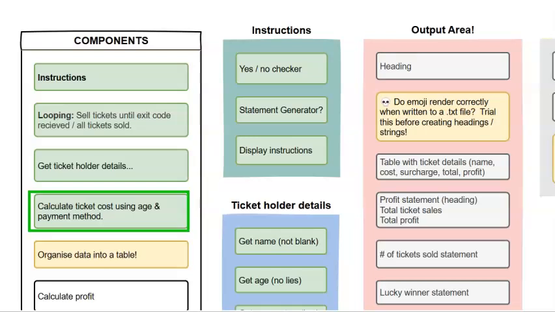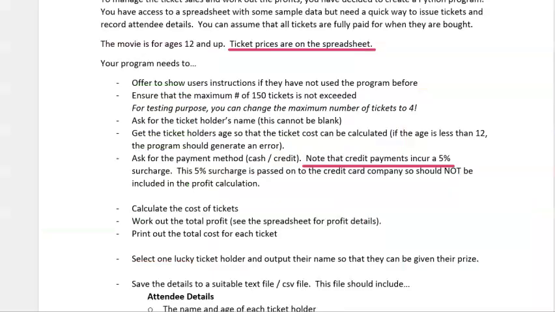Our next step is to calculate the ticket costs using the age and payment method. And as you can see from my planning, I've done that off camera. Reminder that in our Word document, it tells us that the ticket prices are on the spreadsheet and there's a surcharge of 5% for credit card payments.